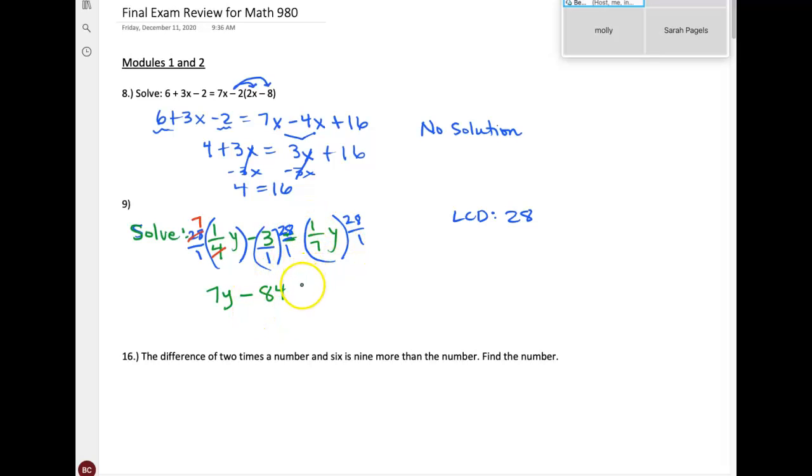Okay, and then the last one here, 7 will divide into 28 4 times. And so 1 times y times 4 is going to give us 4y. And then from there, that doesn't look so bad to try and solve, right? We'll get our letters on one side, get those variables on one side, and the whole numbers on the other side. So let's do this and see what happens. So I get negative 84 equals negative 3y. Okay. Then what can we do here?